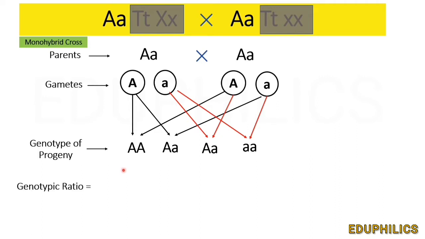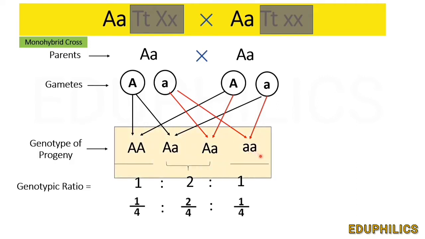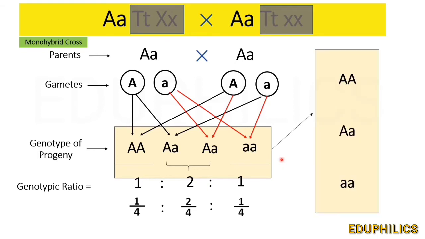Let's look at the ratio. The genotypic ratio of these offspring is 1:2:1. This ratio can also be represented in the form of fractions like this. Here I have written the genotypes horizontally. But while writing the fork-line method, I will write the same genotypes vertically like this, along with their ratios. We will consider these genotypes and their respective ratios of the monohybrid cross and write the fork-line method.